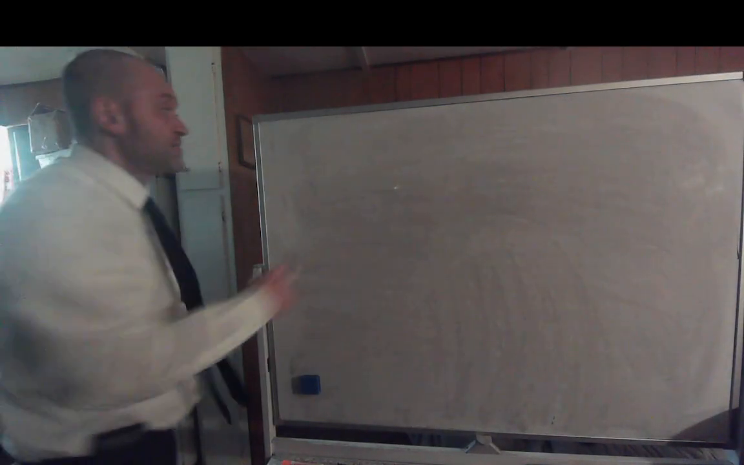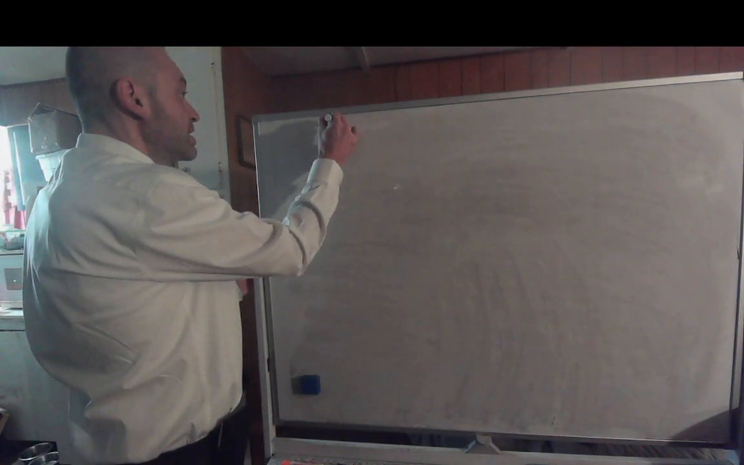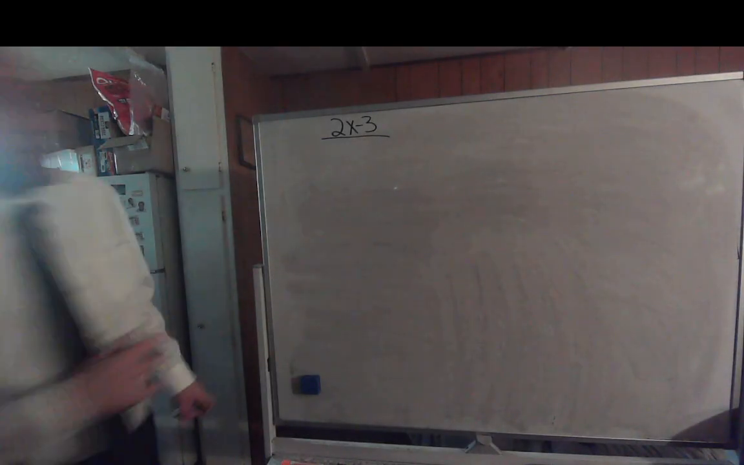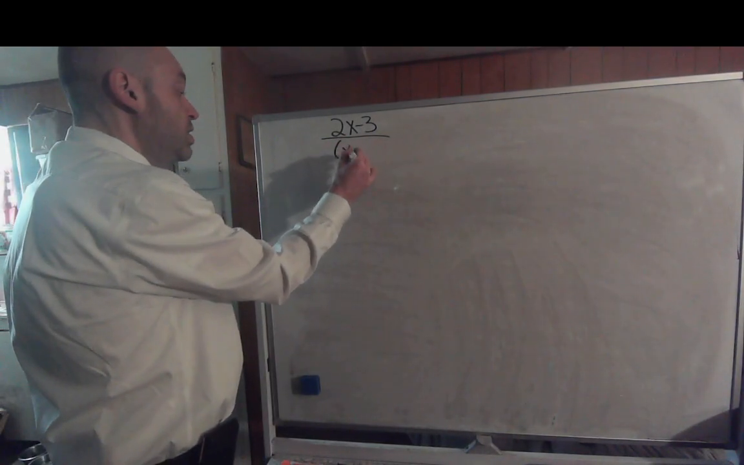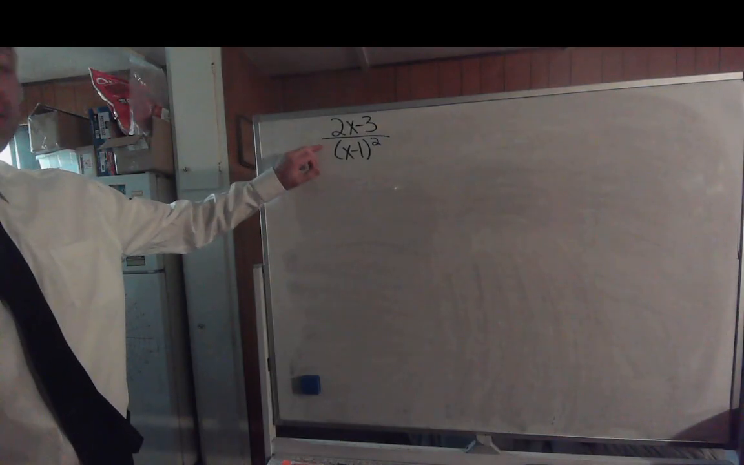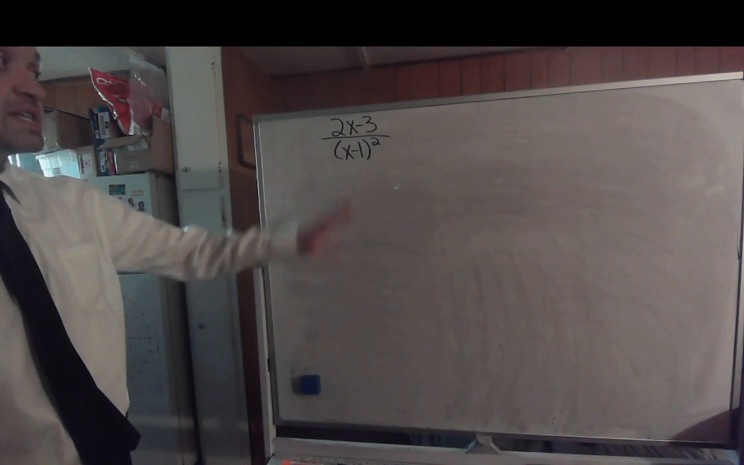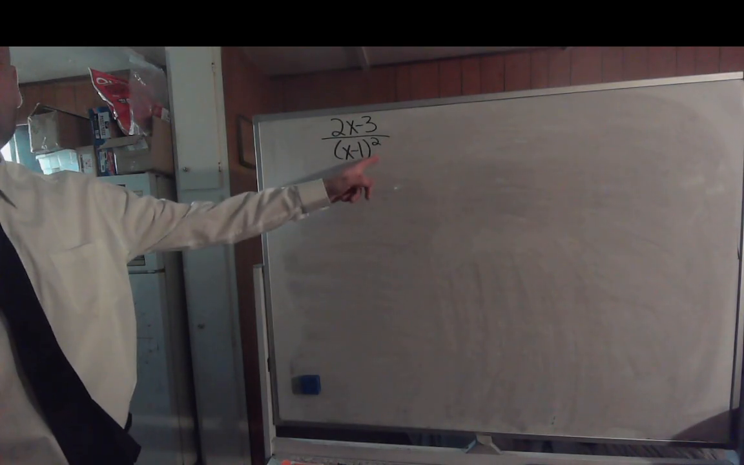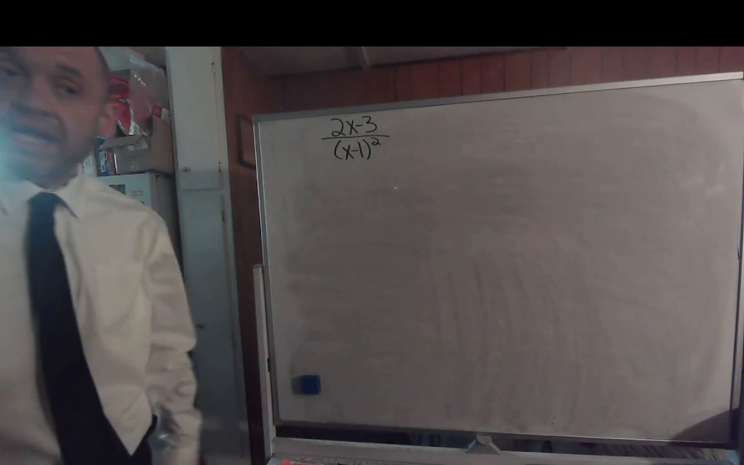Let's say I have something like 2x minus 3 all over x minus 1 quantity squared. So still the degree of the numerator is less than that of the denominator, but the denominator is a single repeated linear factor because it's got a power of 2. How do we handle that?